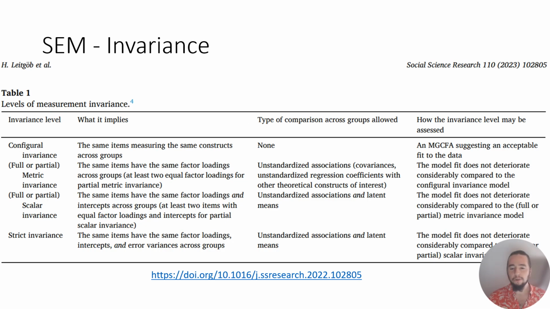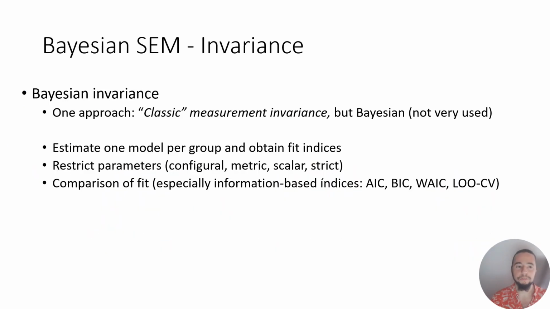Okay, if you want a quick review of multigroup CFA or measurement invariance, here is a table that sums up what is the meaning of each level and what type of comparison can be applied, because remember that measurement invariance analysis gives some guarantee evidence on comparing the means of groups, for example, or scores between participants of different groups.